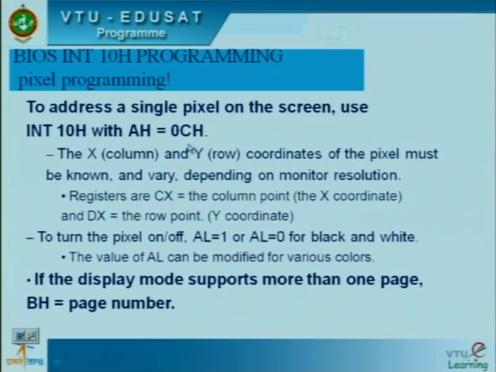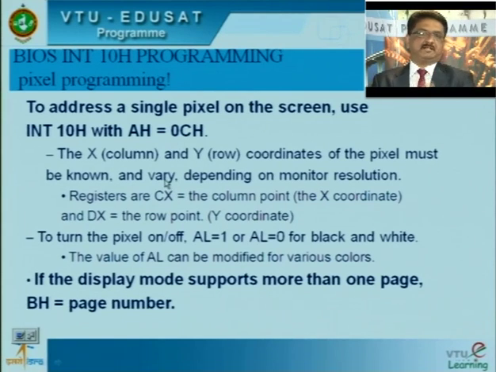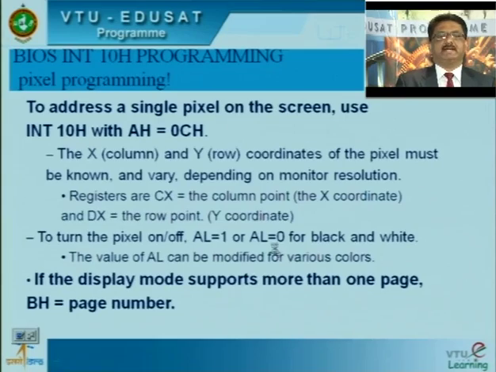Now, let us try to understand the concept of pixel programming using INT 10H. How do we address a single pixel on the screen using INT 10H? With AH equal to 0CH, that is, function request 0CH will help me to access a particular pixel. The X, that is the column, and Y, the row, coordinates of the pixel must be known, and they vary depending upon the monitor resolution. By using the values of X and Y, that is the column number and row number of that particular pixel, I would be able to vary the pixel attributes. To turn the pixel on or off, I can make AL equal to 1 or AL equal to 0 for making it white or black.